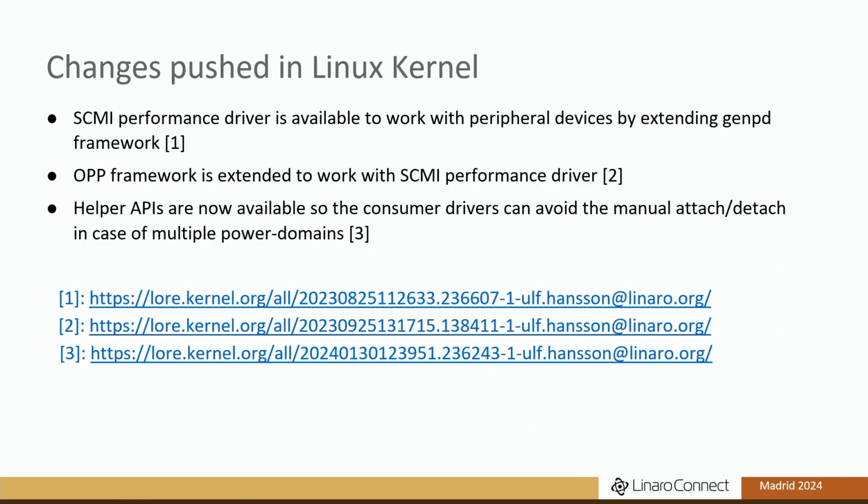Okay, the changes for this are already pushed in the kernel to make these things work. The performance driver is already part of 6.7, it's a GenPD extension. The OPP framework is also extended to work with the SCMI performance domain driver. It's also part of the 6.7 kernel. Now since we are using power and performance domains, and we could have multiple of them, we need to do attach and detach manually in the driver instead of the framework doing it for us. So to simplify things, Wolf has pushed a helper API. It's part of 6.9 and the links are given here.